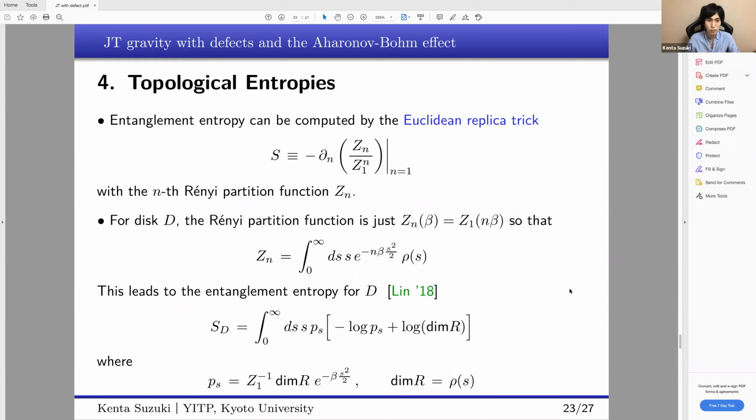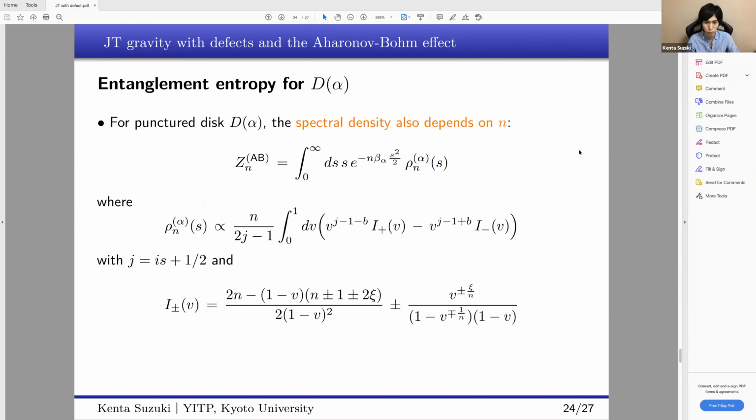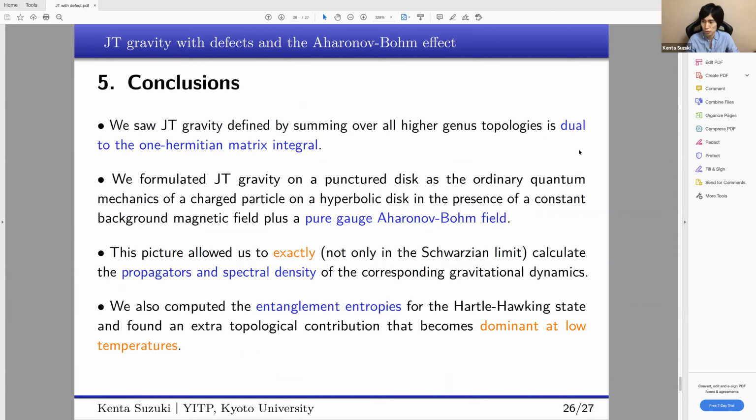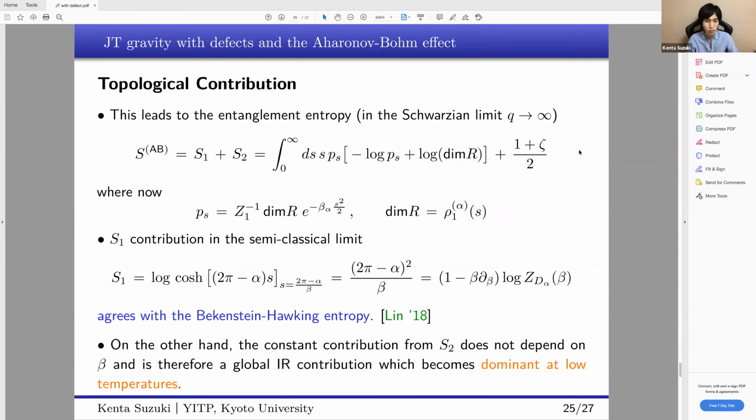I had several pages for entanglement entropy, but I think I almost ran out of time. So maybe I can just go to the conclusion. Kenta, we still have time. If you would like, you can go ahead. You're okay, enjoying. So yeah, sure.